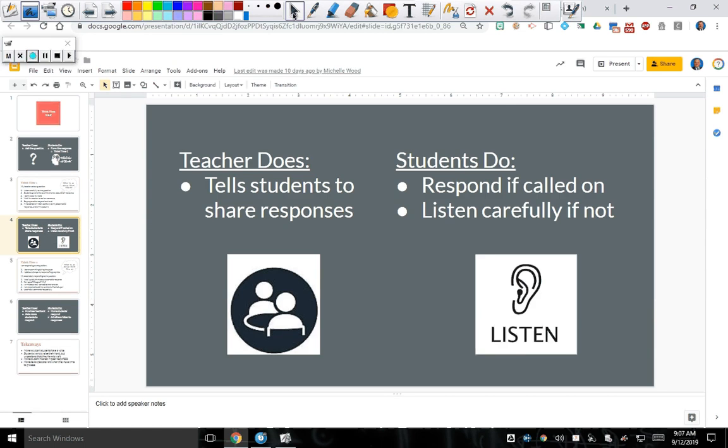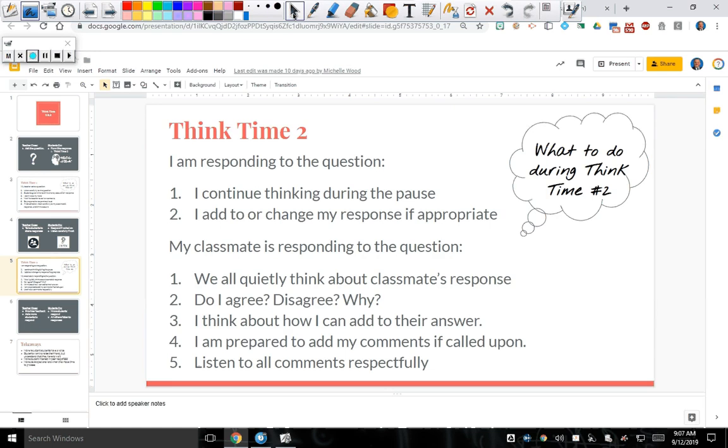Respond if called on. Listen carefully if not. Think Time 2. I'm responding to the question. I continue thinking during the pause. I add or change my response if appropriate. So as someone is saying something, you might change what you were originally going to say. Let's say I'm about to call on Caleb and Noah. I call on Caleb first, and Caleb's giving an answer, and Noah's thinking about what Caleb is saying right now. At the same time, he possibly might add or change or alter his answer, and that's what this is talking about.